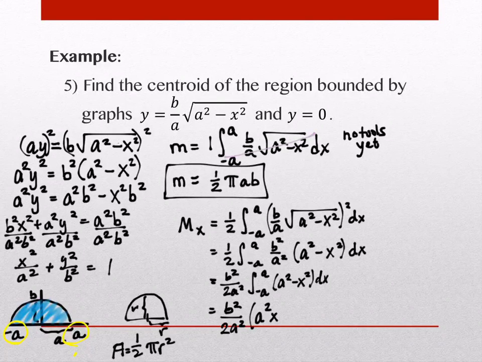And then what's the antiderivative of negative x squared? Yeah, 1/3 x cubed, or x cubed over 3. And we're evaluating from a down to negative a.